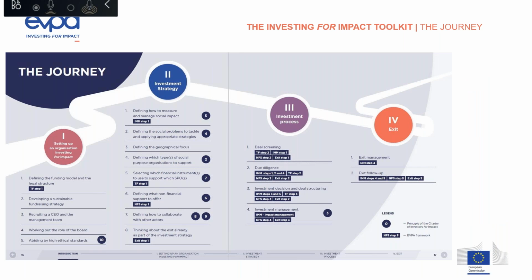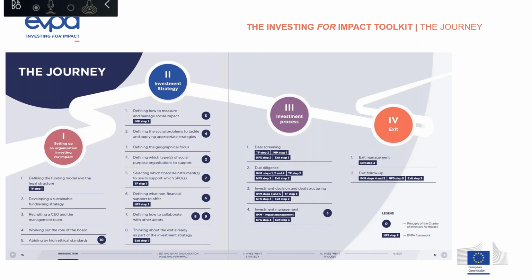In our next slide, we are showcasing the journey, which is the 4 different parts that the toolkit includes. We start by setting up an organization investing for impact. This first part includes how to define the funding model, fundraising, recruiting a CEO and a management team, working out the role of the board, and abiding by high ethical standards. In the second part, we have the 8 components of the investment strategy, which we will dive into further in this webinar. Then we have the different parts of the investment process, and finally we have the exit.